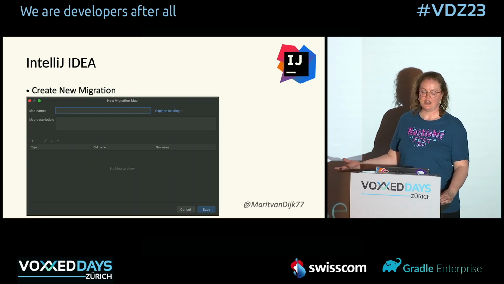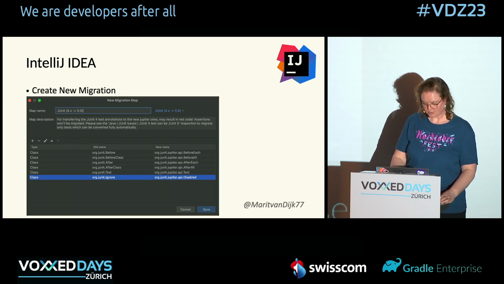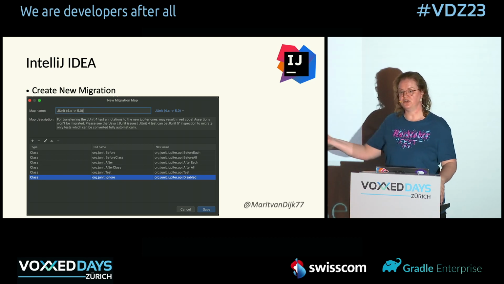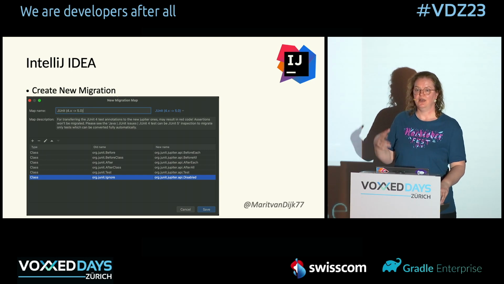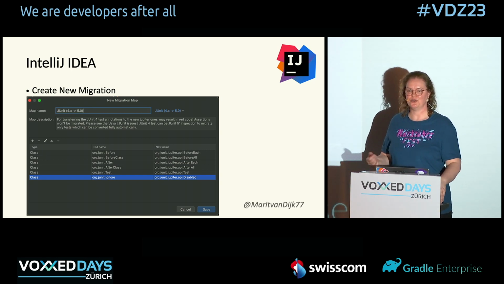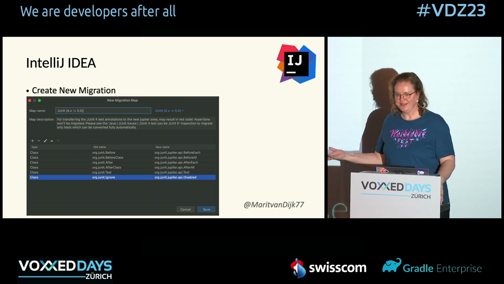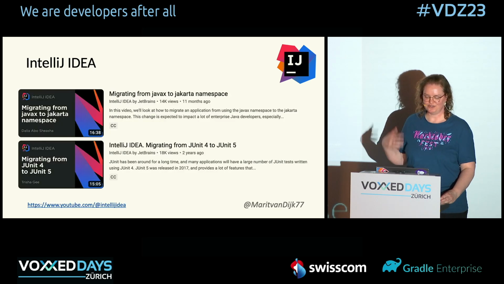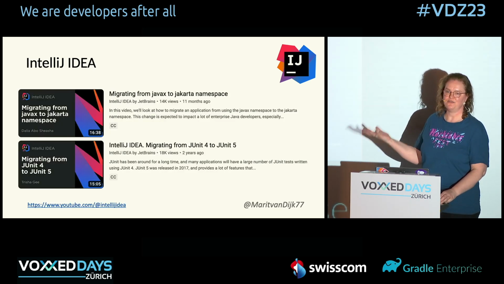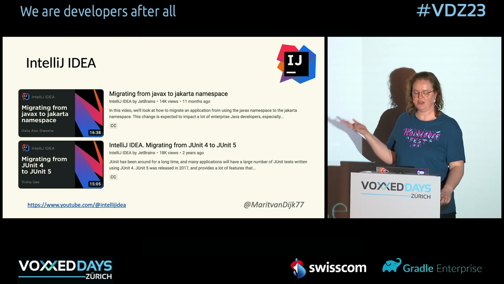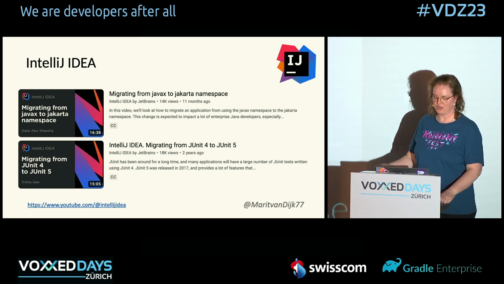But you can also create your own migrations. What the migrations look like is they will replace the old package names with the new package names. And I wish I'd known about this when I was updating JUnit 4 to 5, because I did that manually. Silly me, I should have known there was an option. So if you want to know more about that, we have videos on our IntelliJ IDEA YouTube channel about migrating javax to Jakarta and JUnit 4 to 5.